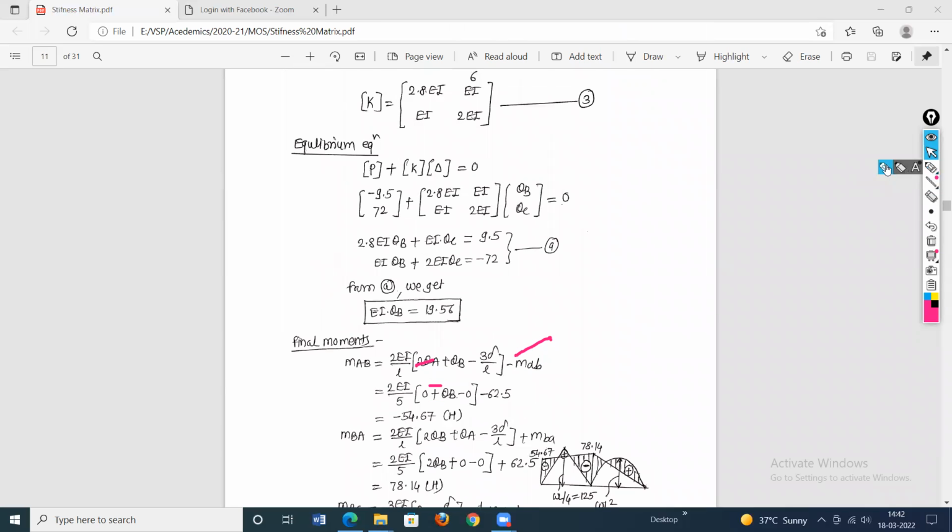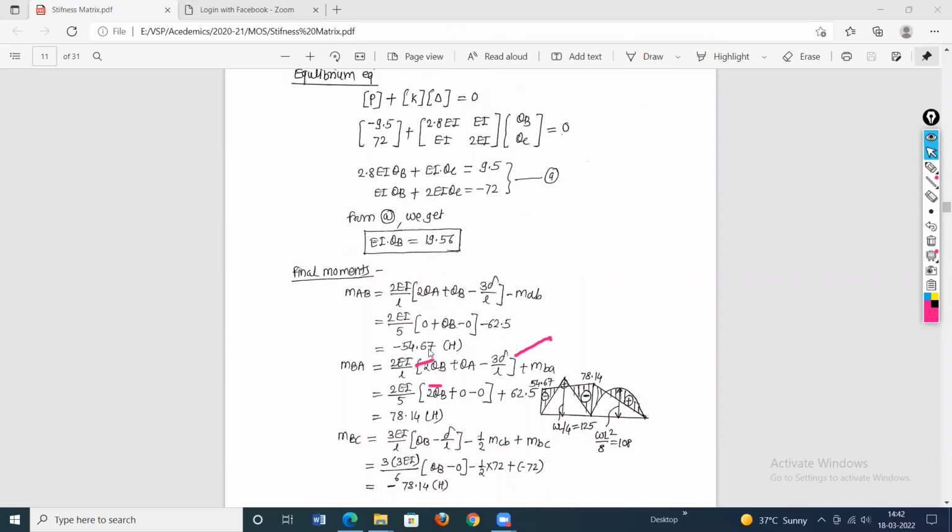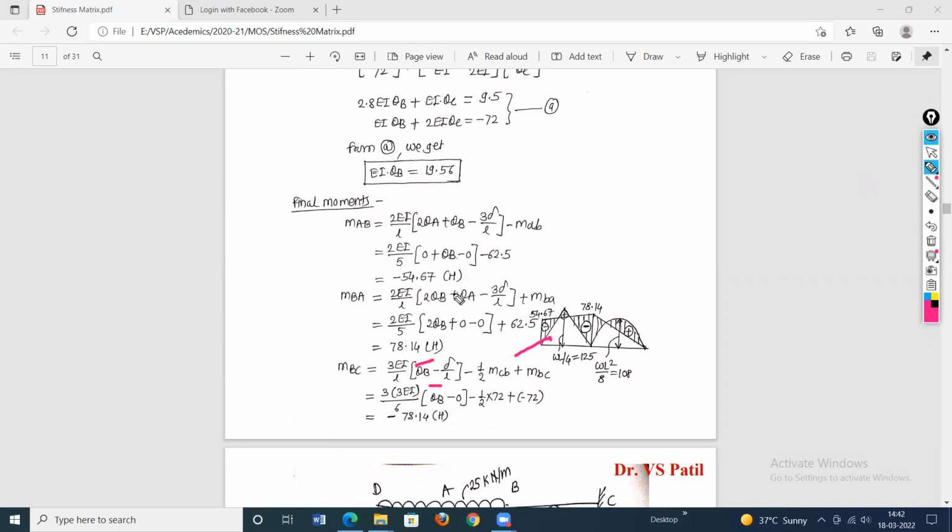Then once the values of EI theta B and EI theta C are known, apply the slope deflection equations and determine the moments at the ends. So the final moments are: this is the first slope deflection equation, this is the second, and this is the third. For span BC, where the C support is a simple support, we can use a modified slope deflection equation. My objective here is not to focus on the slope deflection equation, only on how to get the values of the unknown displacements using the stiffness matrix. Otherwise, it is assumed that you know all the slope deflection part.